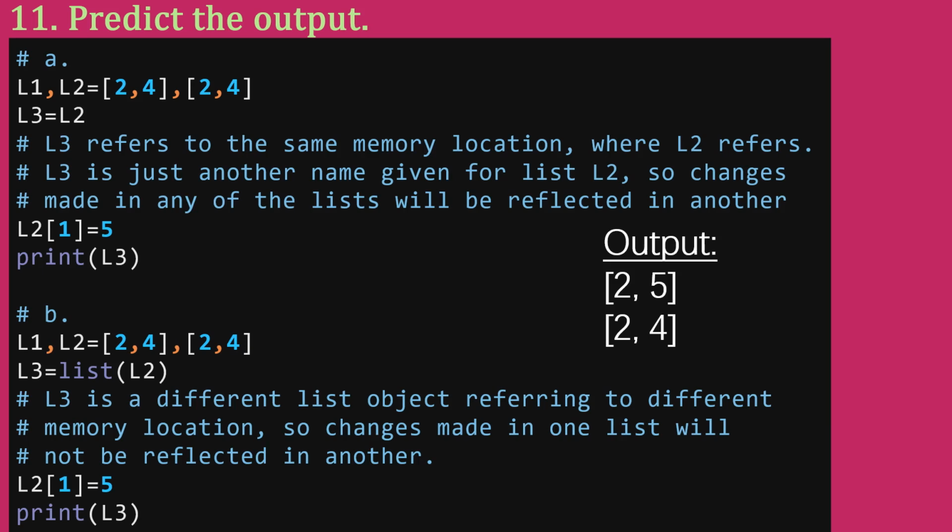So here we are changing one value of list L2. L2 of 1 is equal to 5. And if you print L3, then L3 will have the same previous value, that is 2 comma 4. That change will not be reflected in list L3. That is the difference in these two cases.